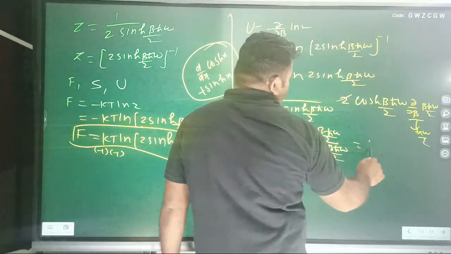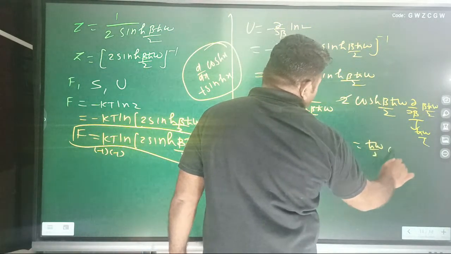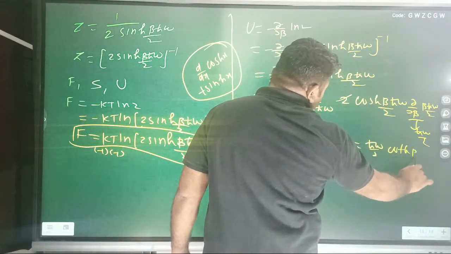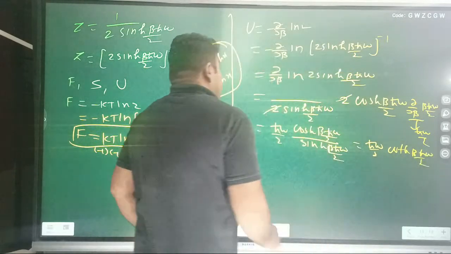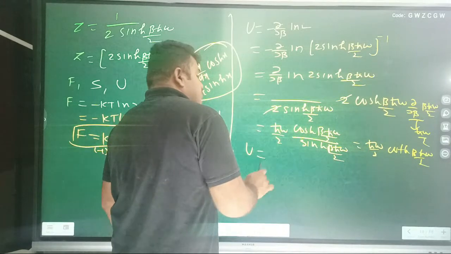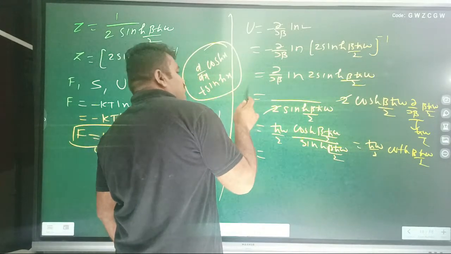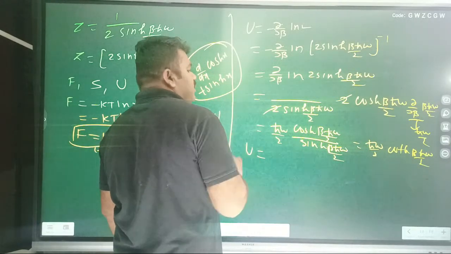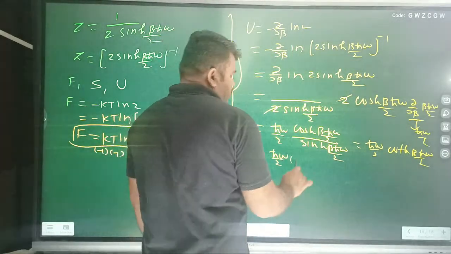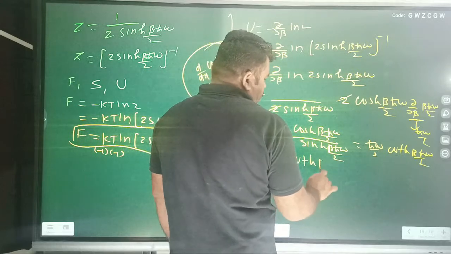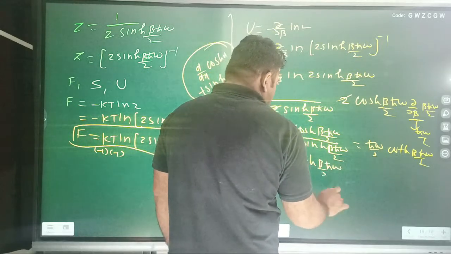Coth means ħω/2. Coth hyperbolic βħω/2. What is the internal average energy? The average energy for a 1D harmonic oscillator, or linear harmonic oscillator, is ħω/2 times coth hyperbolic βħω/2.